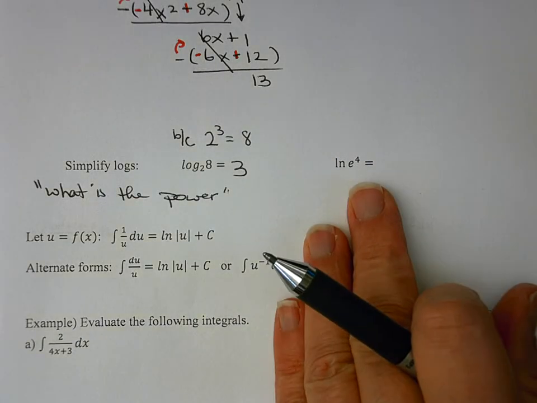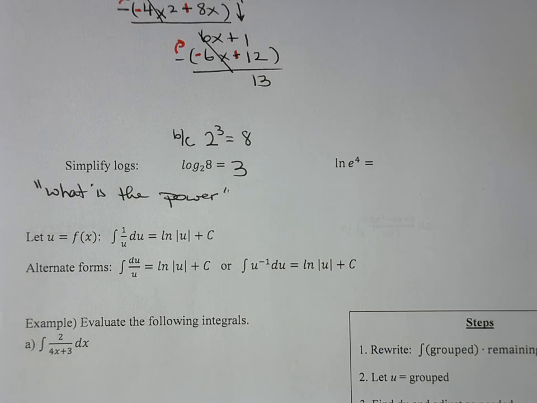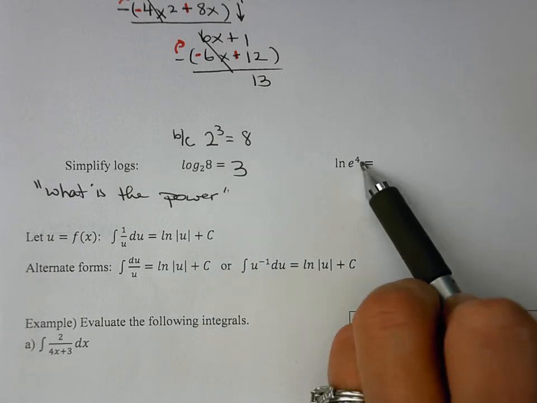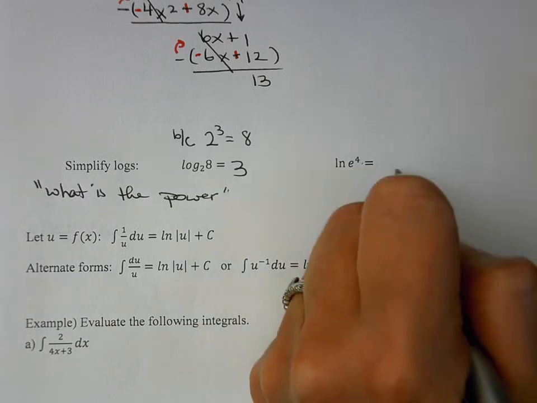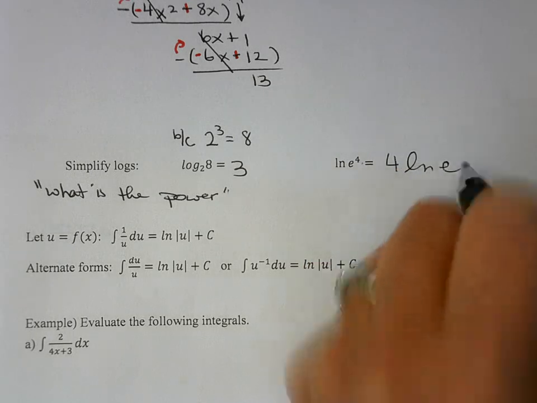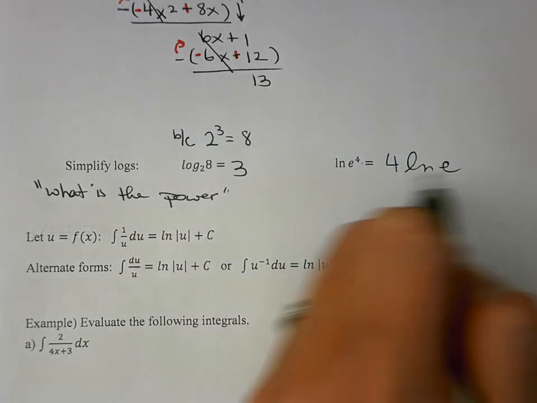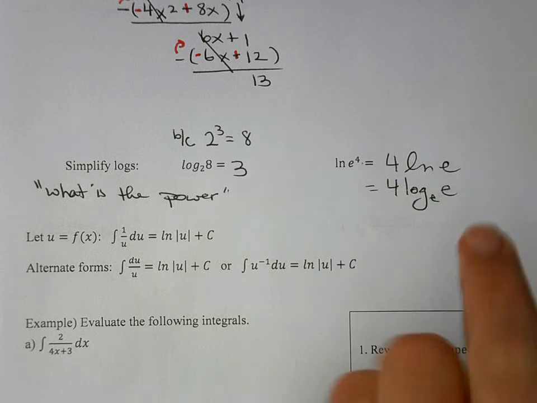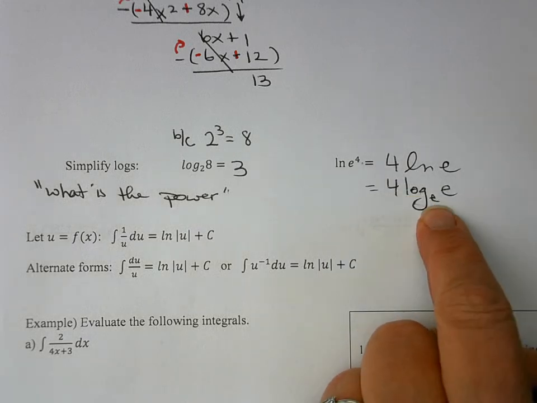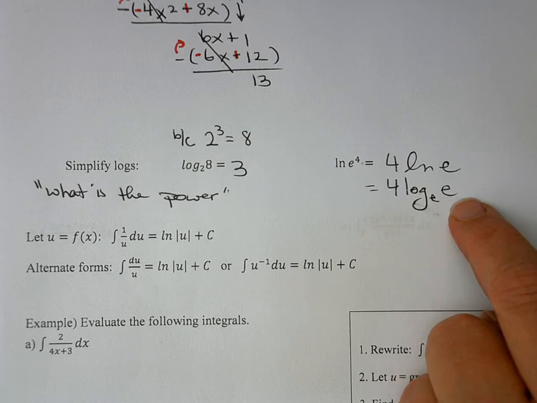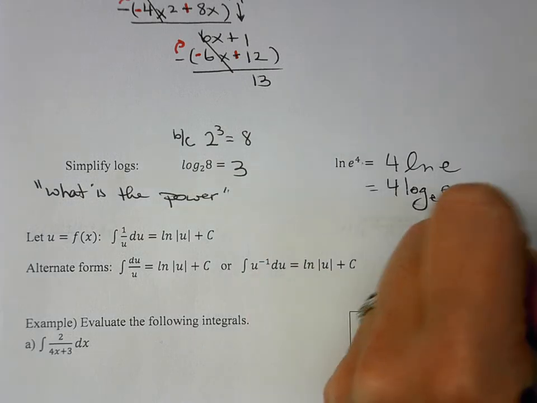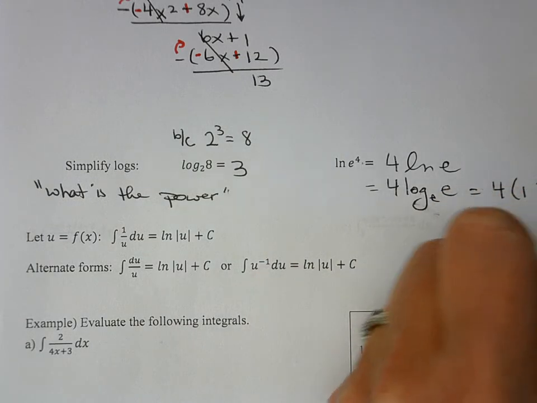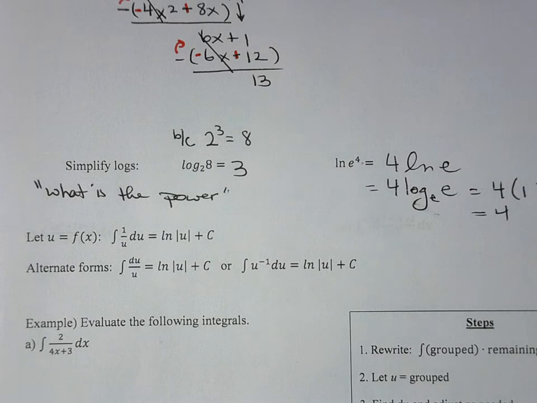Then on this one here, we've done a couple of these already, but just to be sure, I have this as a power, so I can move the power to the front, so that would be 4 times the natural log of e. And then remember, natural log is the same as log base e. So e to what power will give me e? That would be 1. So this would be the same as 4 times 1, which would just be 4. Okay, so that's just a little review of that.